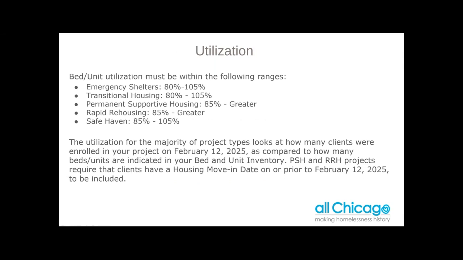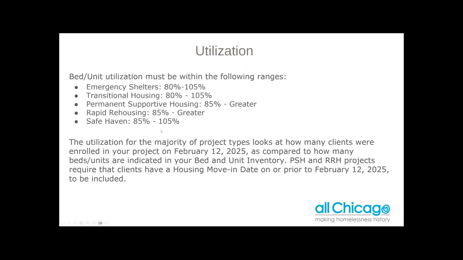Okay, so the next piece is going to be utilization. Bed and unit utilization must be within the following ranges. For emergency shelter and transitional housing, that range is going to be between 80% and 105%. For permanent supportive housing and rapid rehousing, the utilization range is going to be 85% and greater. And for safe havens, it's between 85% and 105%.